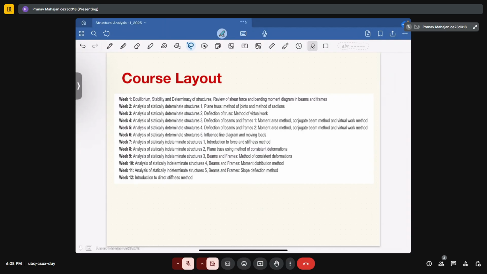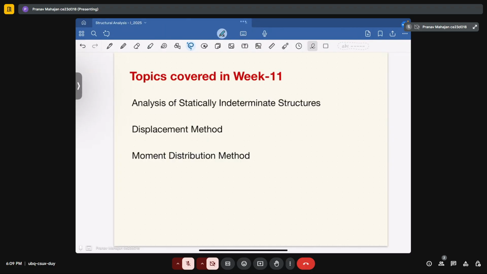We have seen that for trusses, we have used the method of consistent deformation. For beams and frames, the method of consistent deformation works, as well as the moment distribution method, and the slope deflection method will also work. So today in this session, we will try to solve the concepts using the moment distribution method.